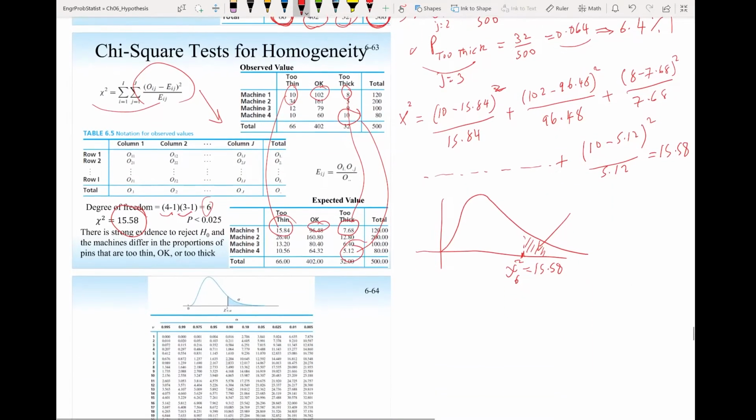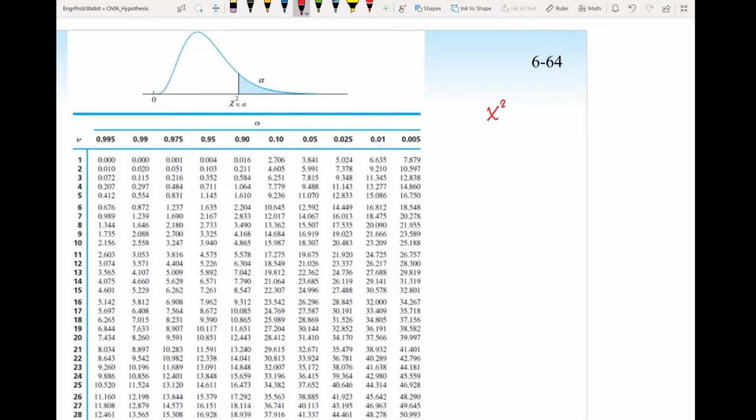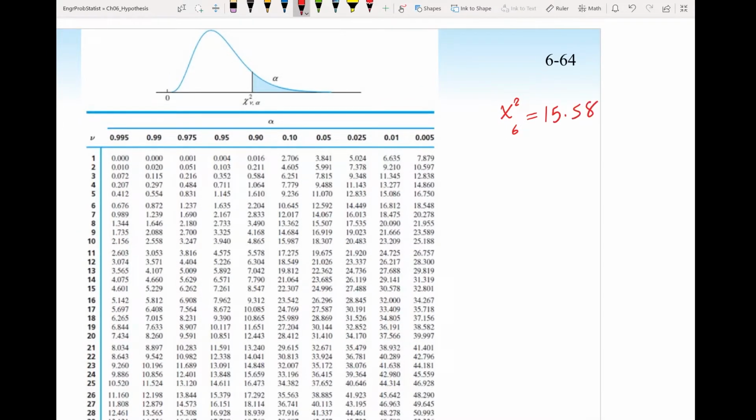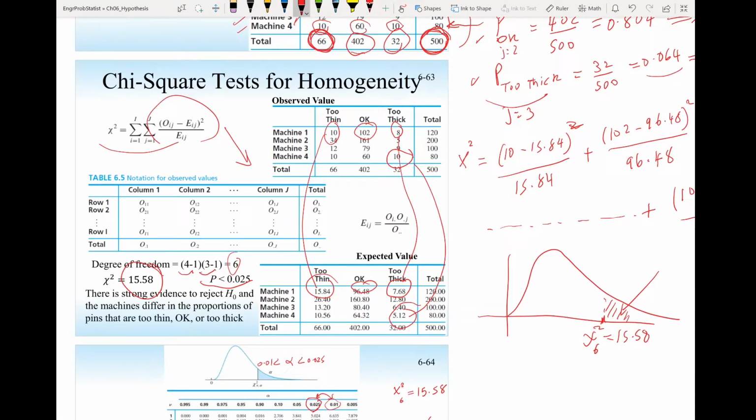So we go to the alpha table and we look for a chi-square with degree of freedom 6, and it equals 15.58. So that's a degree of freedom of 6 and 15.58, somewhere between these two. So alpha will be between these two values. So it will be less than 0.025 and larger than 0.01. For our test, it's enough that alpha is less than 0.025. So that is alpha less than 2.5%. So there is strong evidence to reject the null hypothesis. So alpha is less than 2.5%. It's probably 2% or 1.8%.